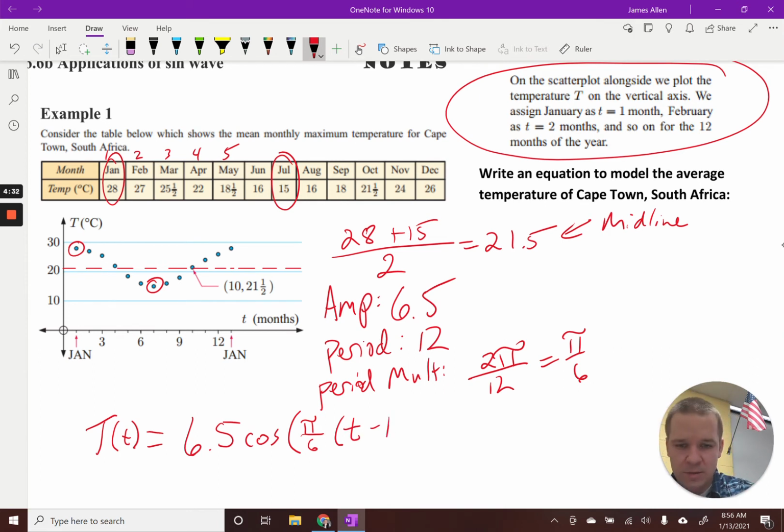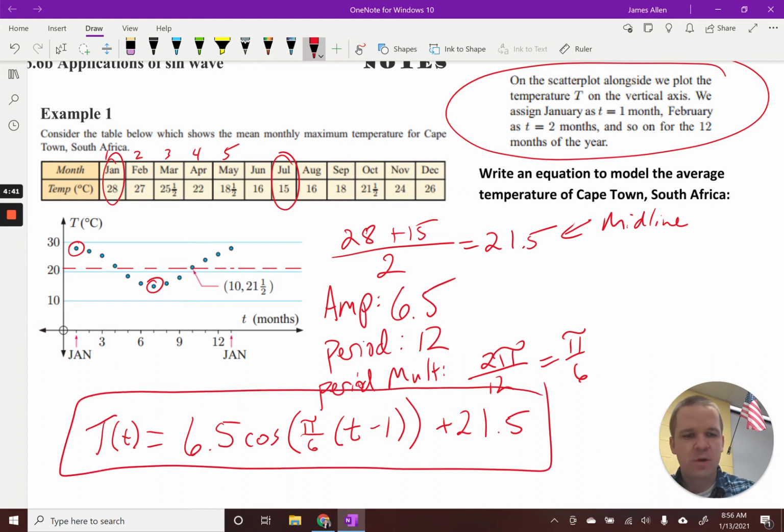So minus 1. And then my midline up 21.5. So this would be my function. I'm going to go ahead and leave it like that. We could multiply out the pi over 6, but we're going to leave it like that for now. That's a beautiful, beautiful function there to model what's going on.